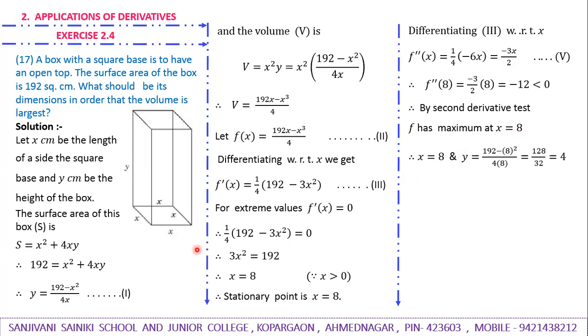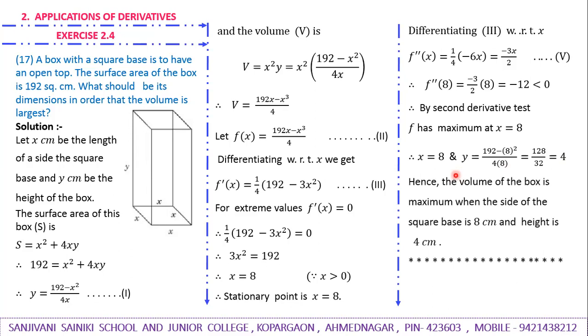So what will be the y? To find the value of y, the height of the box, we will put x is equal to 8 in equation number 1. So 192 minus 8 square upon 4 times 8. So 128 upon 32, that is 4. Hence the volume of the box is maximum when the side of the square base is 8 centimeter and the height is 4 centimeter. If we choose these dimensions to form the open box, then there will be a maximum volume.